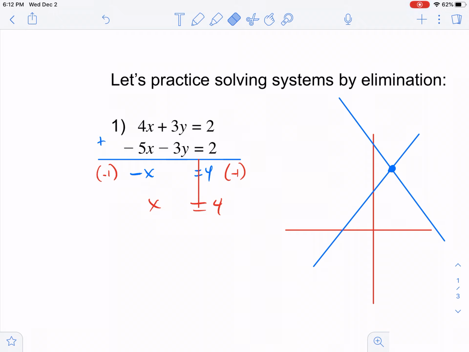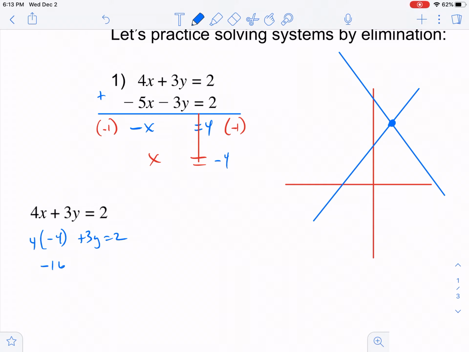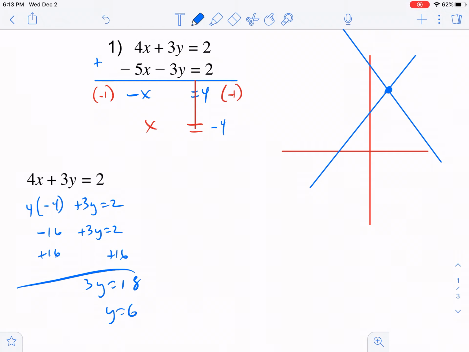So I'm going to copy and paste this. Copy, paste. I'm going to plug in 4 for x, so 4. Oh, it's a negative 4, isn't it? Ooh, some of you must be yelling at me. Times negative 4 plus 3y equals 2. Negative 16 plus 3y equals 2. I'm going to add 16. I get 3y equals 18. And I get y equals 6. So my coordinate is negative 4, 6.